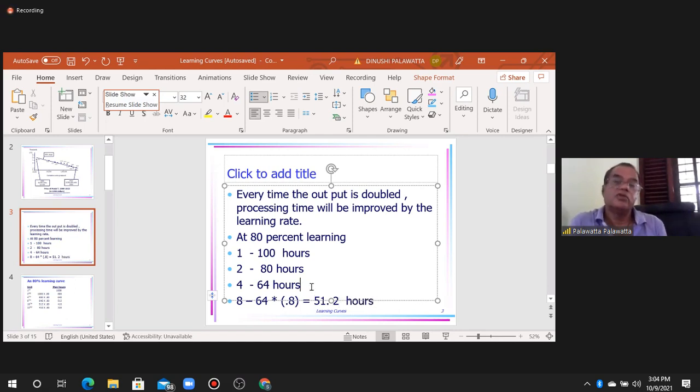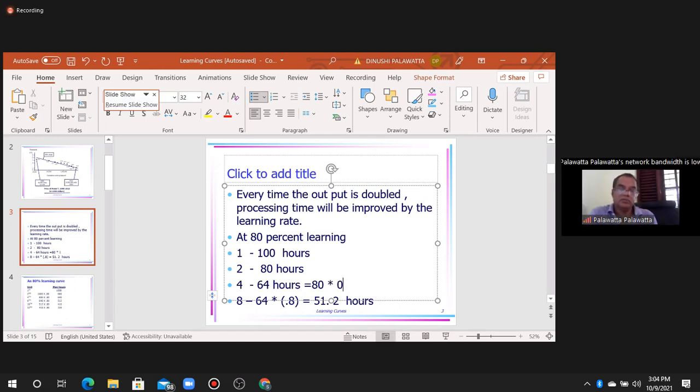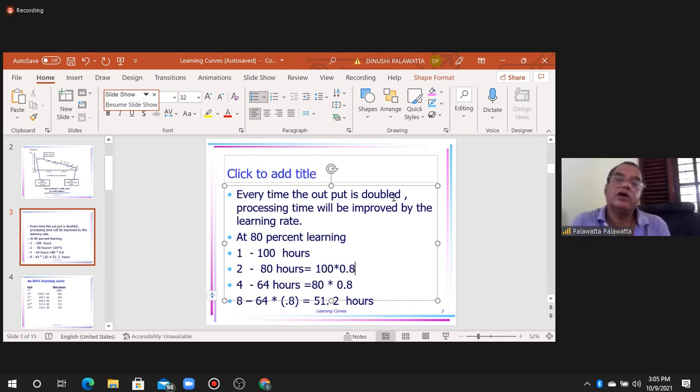So this one we got 64, we got that by 80 multiplied by 0.8. So that's how we got this equals this, we got 100 multiplied by 0.8. So you see, every time the output is double, the processing time will be improved by the learning rate. So this is the learning curve principle.